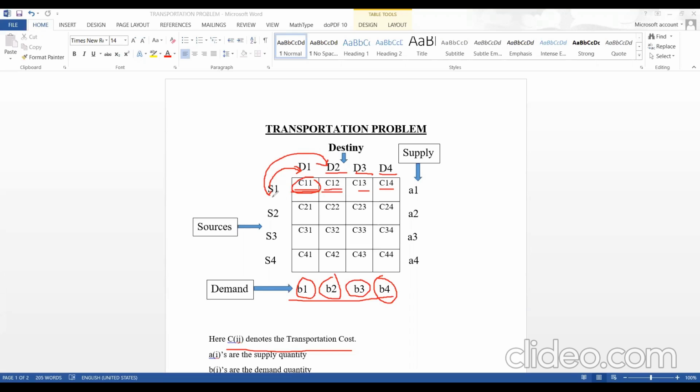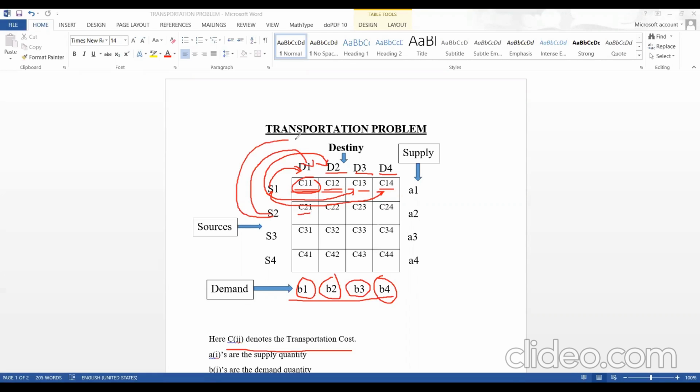Similarly, from source S1 to destination D3, the transportation cost for 1 unit is C13. And from source S1 to destination D4, it is C14. So these are nothing but the transportation cost per unit. Similarly, from source S2 to destination D1, the transportation cost is C21 per unit.